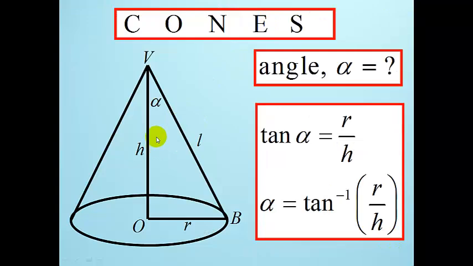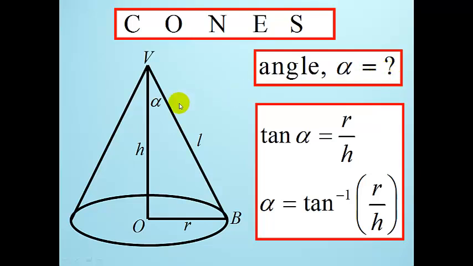Now, still considering the cone, we said that the angle alpha is called the semi-vertical angle. VO, that is h, is the height of the cone. VB, that is L, is the slant height of the cone. And OB, that is R, is the base radius of the cone. Now, the angle alpha equals question mark. This means we are searching for the angle alpha.